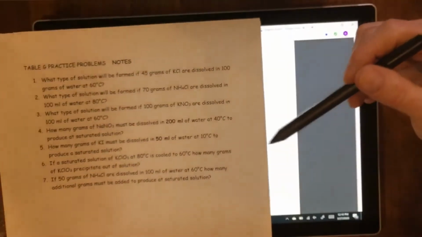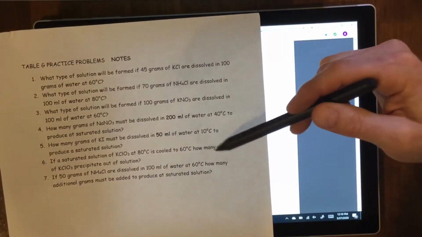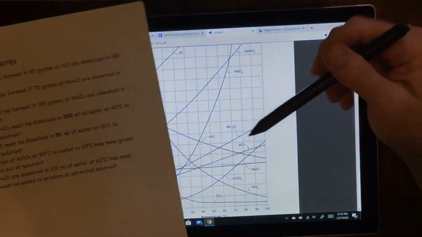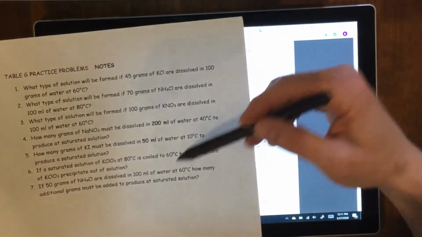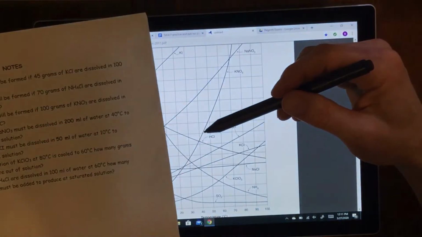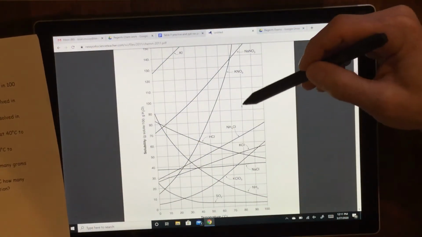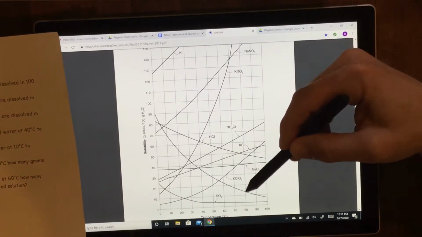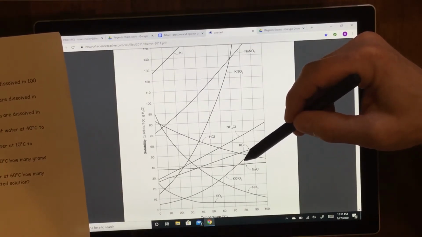If a saturated solution of KClO3 at 80 is cooled to 60, how many grams will precipitate? This is what we did the other day. I did it in a video. This is more advanced. I thought there were more advanced questions here, but 6 and 7 are good. So, all right, we're at KClO3, and we're at 80 degrees. Right here, this line. 80 degrees, KClO3. That is, I'm going to say 44 grams. So 44 grams at 80.